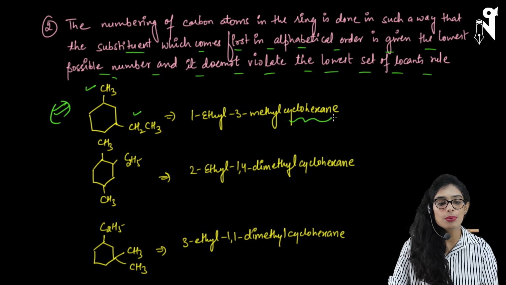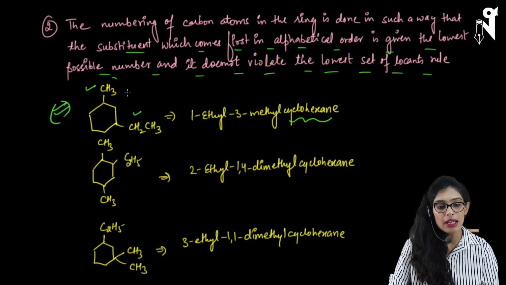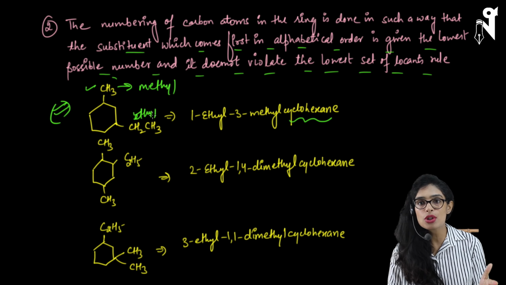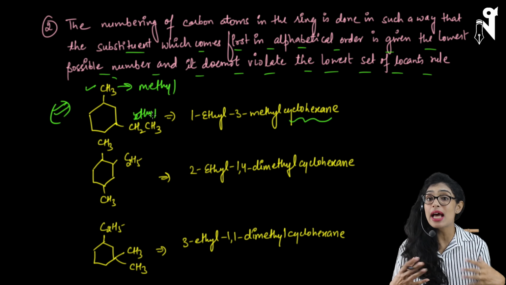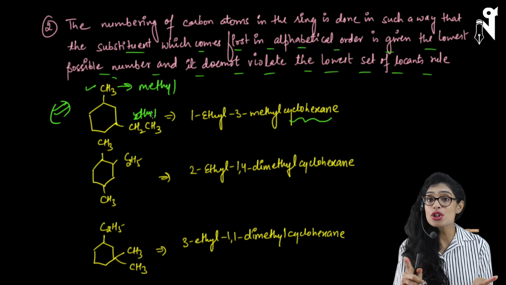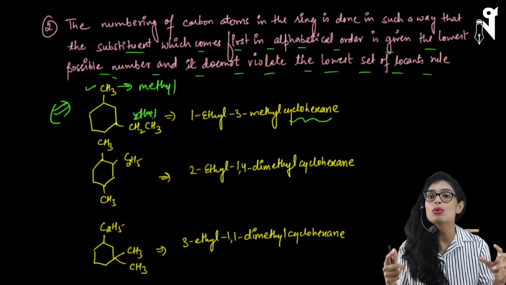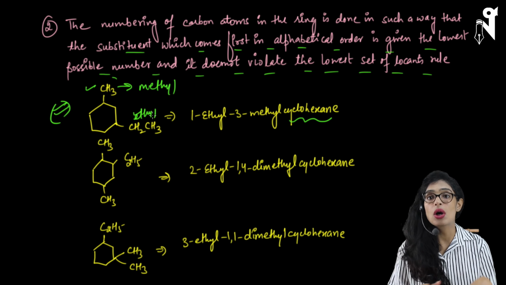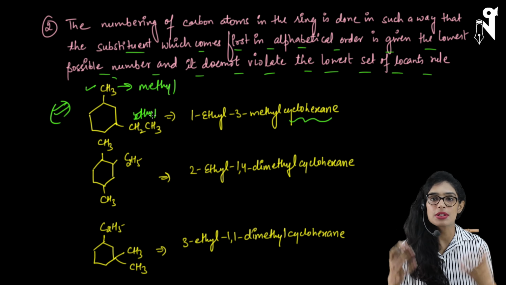Now we have to find out the positions of these branches. This branch is methyl and this branch is ethyl. We have to find out the positions for them. What is the rule to find out the positions? Whichever comes first in the alphabetical order should get the lower number. But make sure that you do not violate the lowest sum rule. That means the sum of the positions should not come greater or higher. Let me explain.